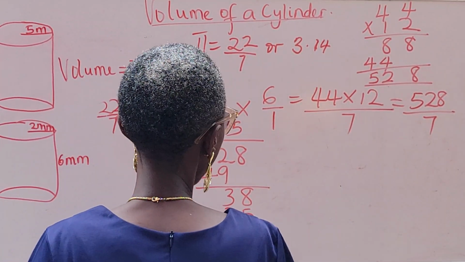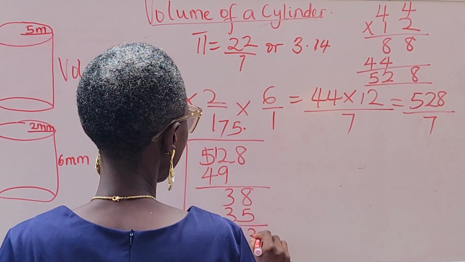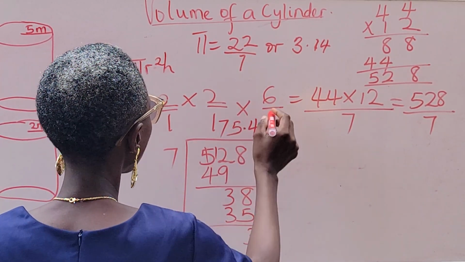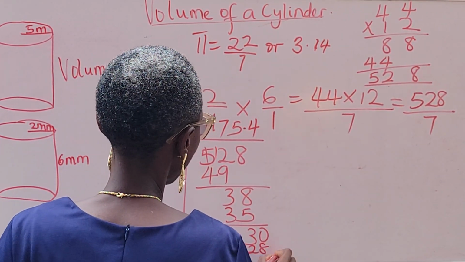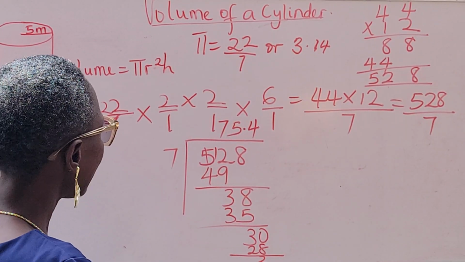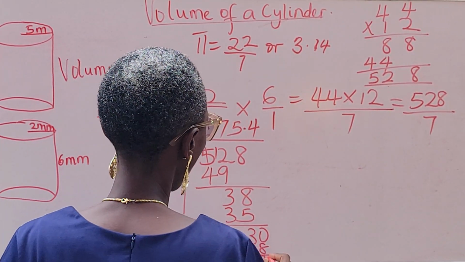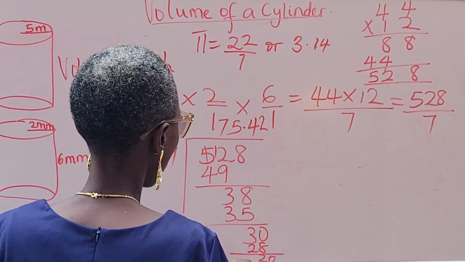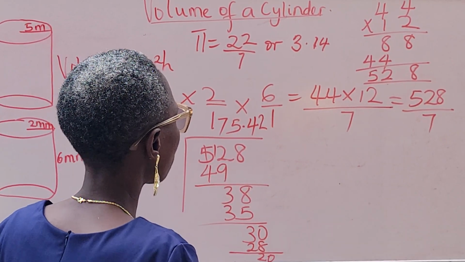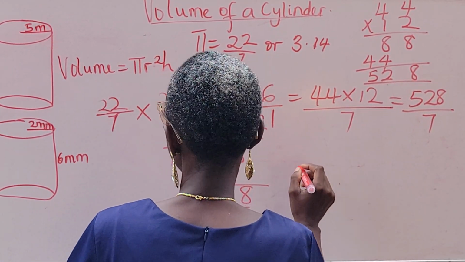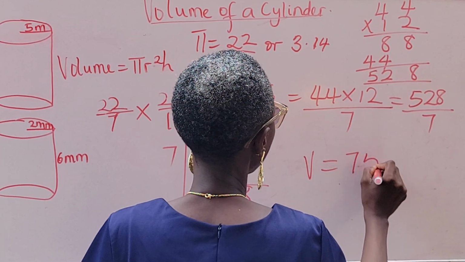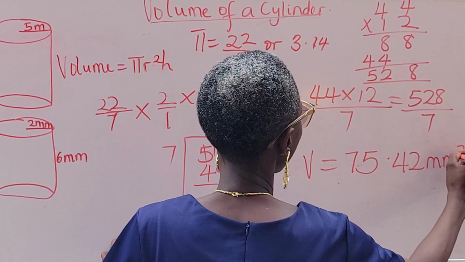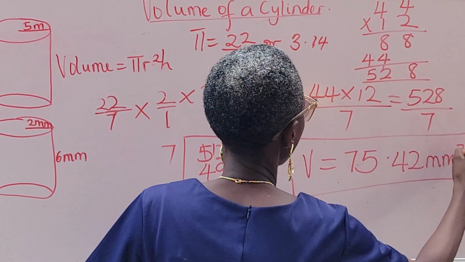So 7 divided by 3 is not possible. Add your decimal point and add 0 here. So we have 30 divided by 7. That will give you 4. 7 times 4 is 28. You are left with 2. Then 7 into 2 is not possible. Add your 0. 20 divided by 7, that's 2. 7 times 2, 14. You can actually stop here. The standard answer can give you 2 decimal places. So the volume is 75.42 millimeter cubic. Volume is always in cubic.